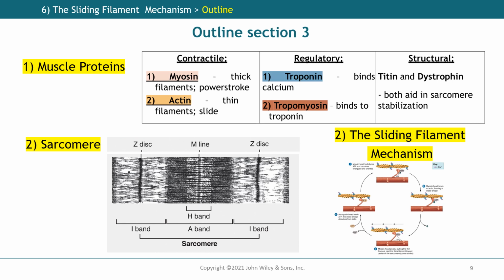So this is going great. We just talked about muscle proteins, and you already know that you have three types of muscle proteins: contractile, regulatory, and structural. You also now know all these different components of the sarcomere, all these discs and bands, and more importantly, you know why you see dark areas and light areas. Now we're going to put all this together and explain the sliding filament.